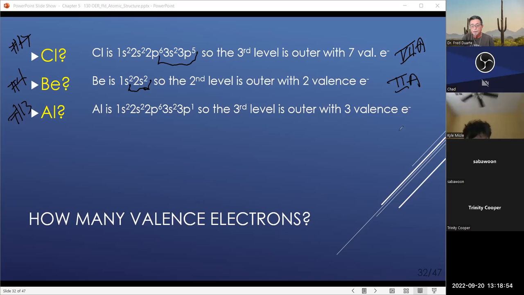Then finally, aluminum is in group 3, Roman numeral 3A, which tells you it has 3 valence electrons. And in doing the electron configuration, you'll see that those 3 electrons are in the 3rd energy level, of which 2 of them are in the s orbital and 1 of them is in the p orbital, okay?